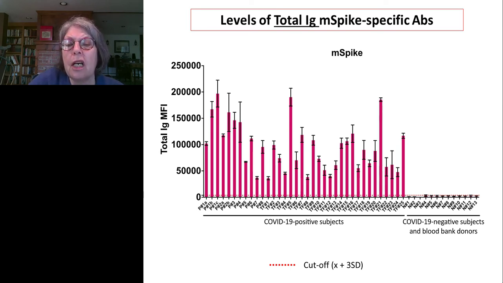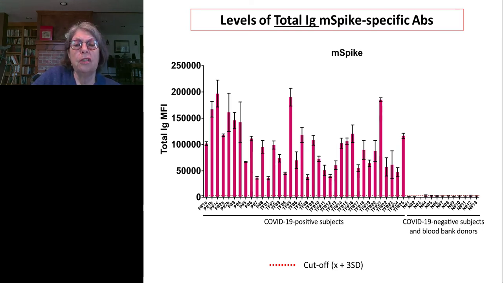On the right-hand side, you can see that there's very, very little reactivity, just background activity, defined by the negative specimens that we tested, many of which came from the blood bank. The dotted line that is hard to see because it is so close to the baseline is the cutoff, which is based on the mean plus 3 standard deviations of the negative specimens that we run in each experiment.